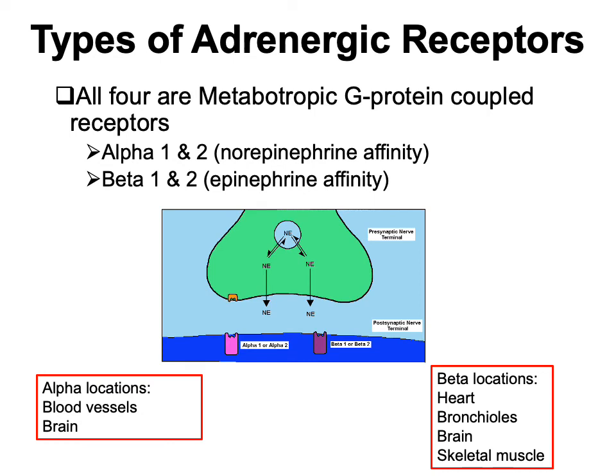There are types of adrenergic receptors. There are 4 of them, and all 4 are metabotropic G protein coupled receptors. You have 2 alpha receptors, which have a strong affinity for norepinephrine, and then you have 2 beta receptors that have a strong affinity for epinephrine. The alpha receptors are located on blood vessels and in the brain, and the beta receptors are located on the heart, bronchioles, the brain as well, and skeletal muscle. You've probably heard of people taking beta blockers for tachycardia or to reduce their heart rate.